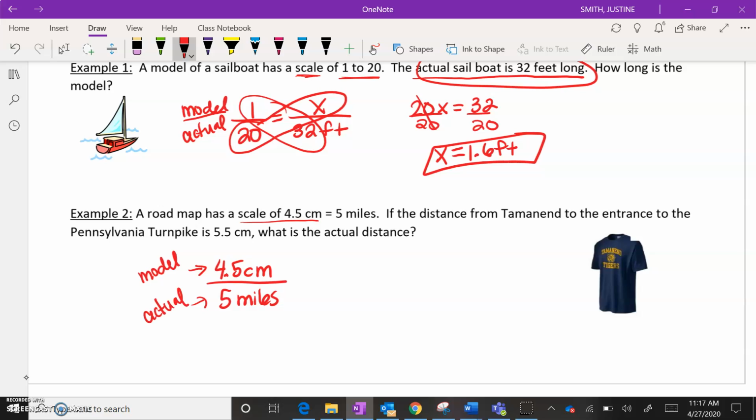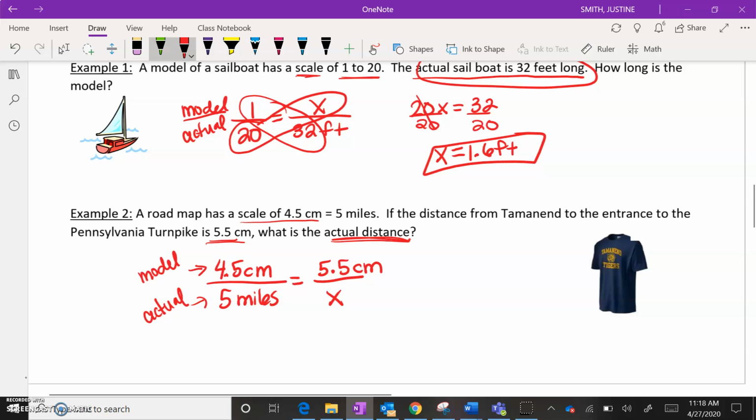So now it says that the distance from Tamanon to the entrance to the Pennsylvania Turnpike is 5.5 centimeters. What is the actual distance? So they're giving us on the map here. Okay, so we're looking for the actual distance, which goes on the bottom. So this is what we're looking for. They're giving us the 5.5 centimeters on the top here.